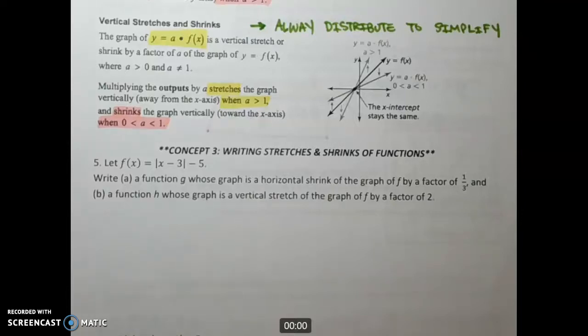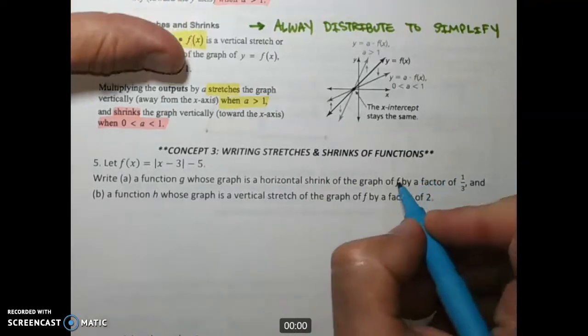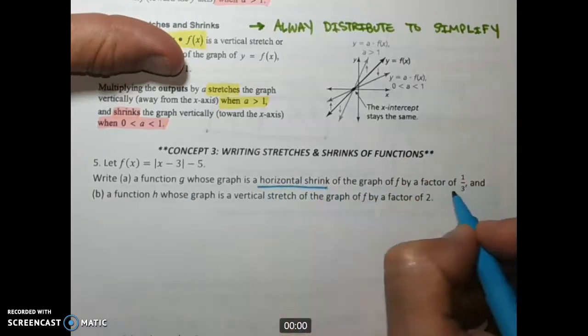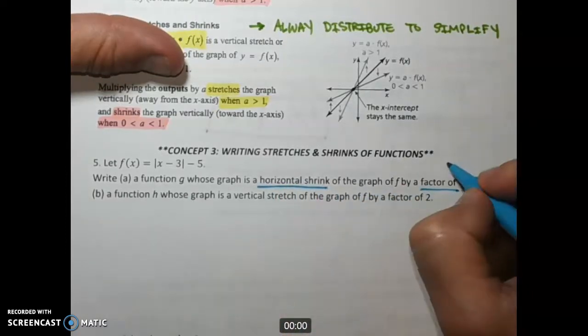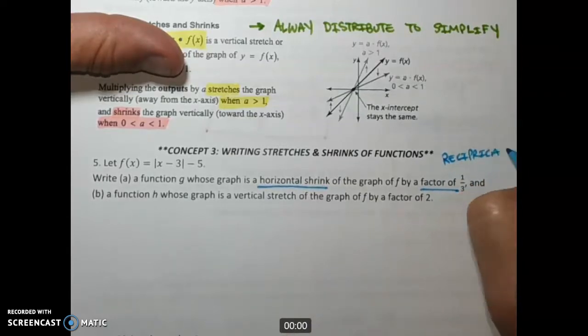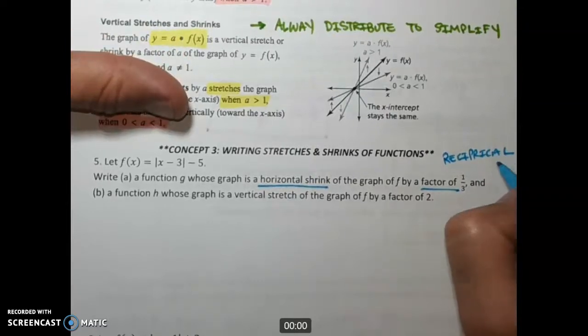So what I'm going to do first of all, it's a horizontal shrink, right? I have a factor of 1/3, so I need the reciprocal. The reciprocal of 1/3 is 3.